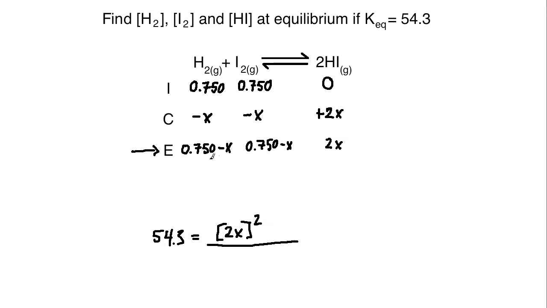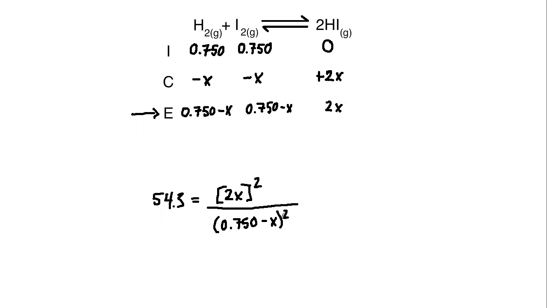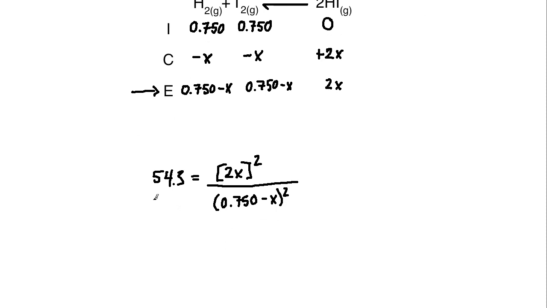Now I have the same term down here for the reactants. It's 0.750 minus X, and I have it 2 times. So I can write down here 0.750 minus X, and because I'm multiplying it by itself, I can square that term. So this sets us up once again to use the square root method. I can take the square root of this side to cancel both of those squared terms. All I have to do is also take the square root of 54.3.